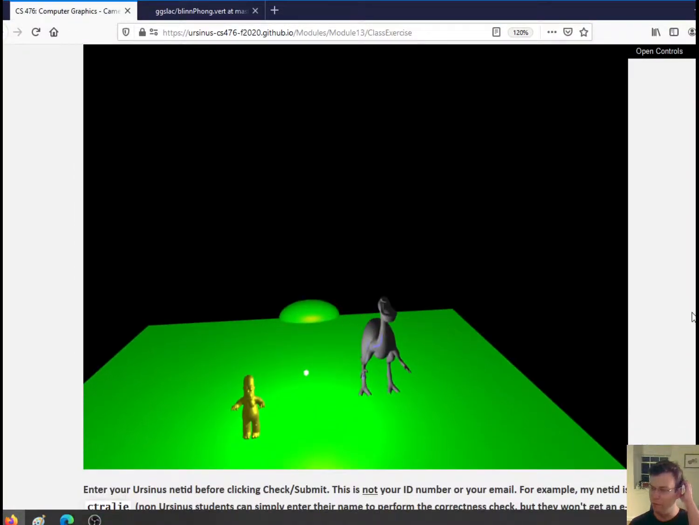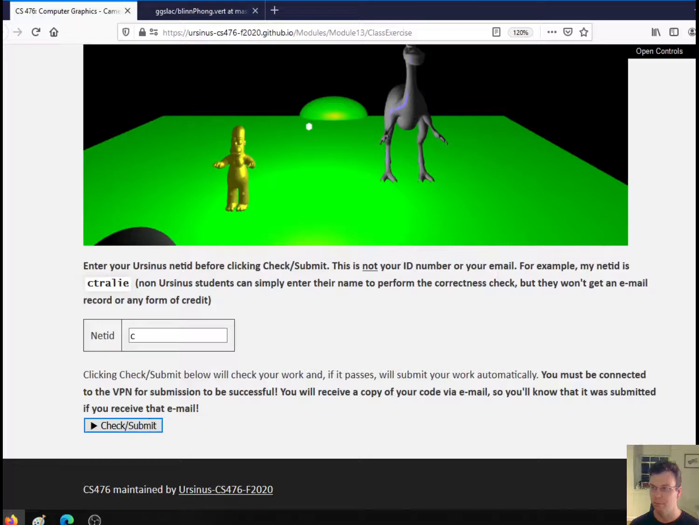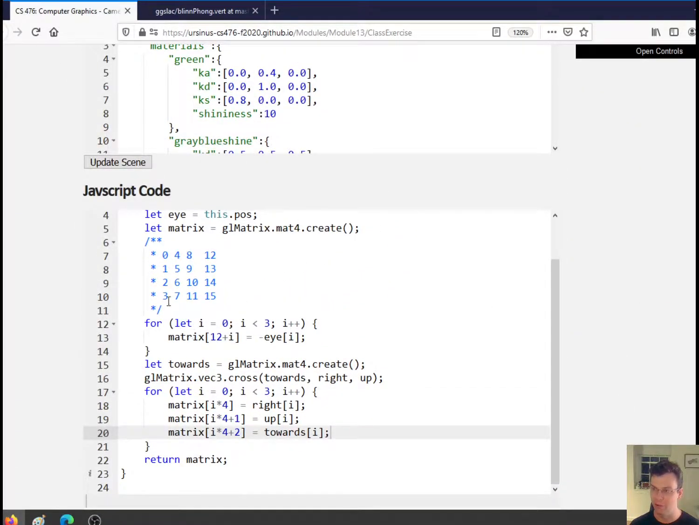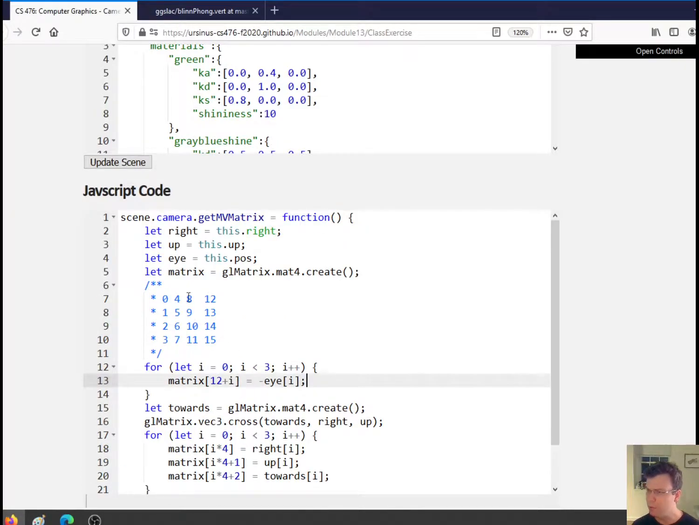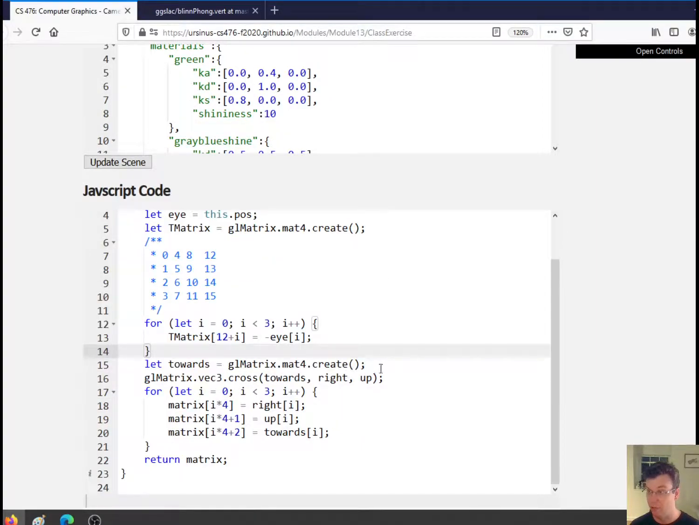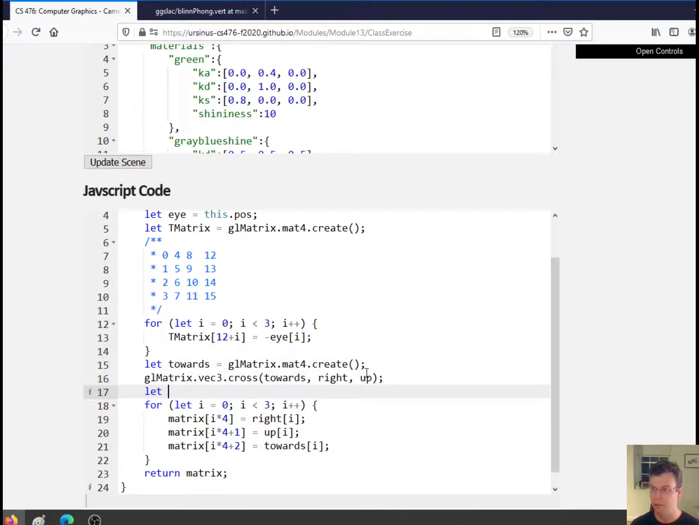Actually, what we need to do first is translate the world and then rotate. So right now we're doing a rotation followed by a translation. That's what happens whenever you put these in the same matrix. It'll do the upper 3x3 part and then add the vector as an offset. But we actually want to make two separate matrices and do them in a different order. So what I'll do is I'll call this T matrix. This will be my translation matrix. And I'm also going to make an R matrix. So I'll say let R matrix equals GL matrix.mat4.create. And this is a totally separate matrix here.